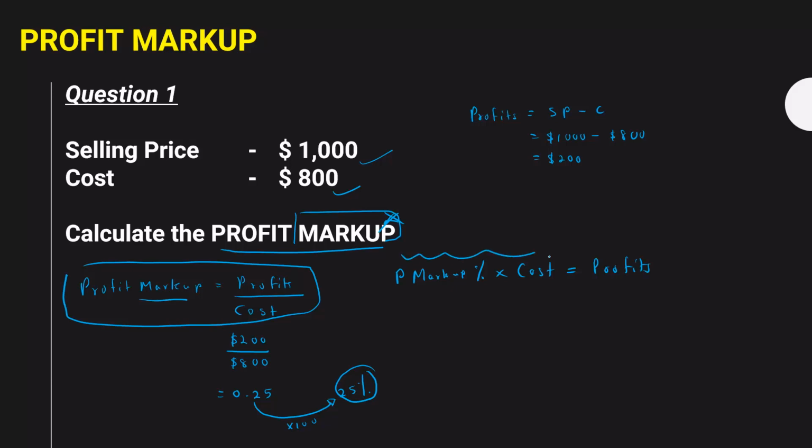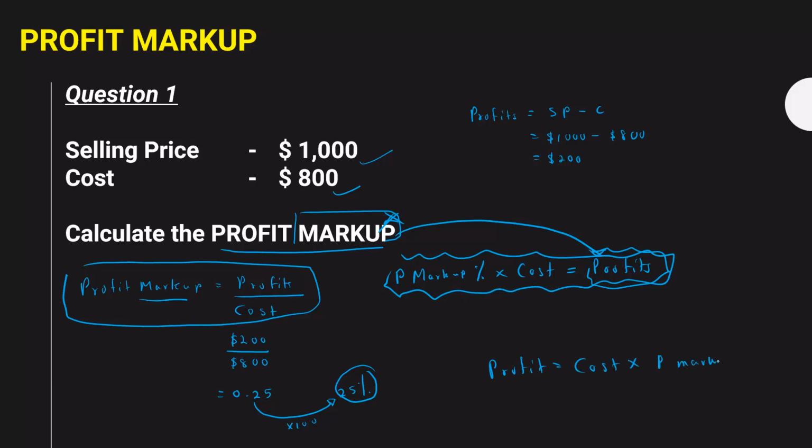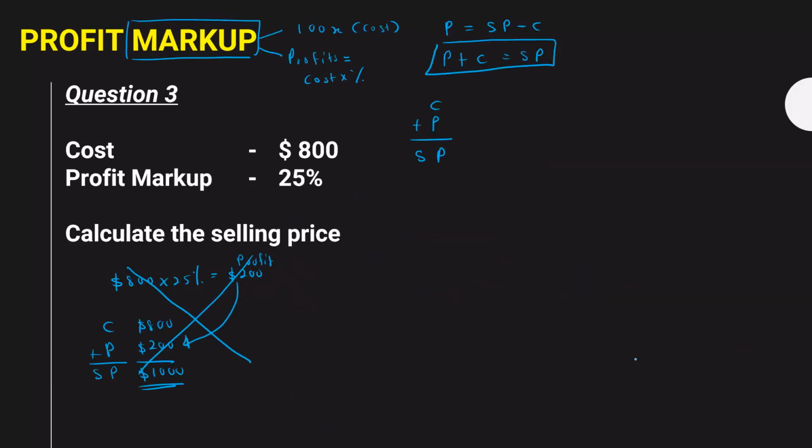So what you have to understand is how to calculate your profits under the markup method. Again, I am repeating this for you to understand it better. Under the markup method, profit markup percentage into the cost, the cost into the profit markup percentage. So profits equal cost into profit markup percentage under the markup method. Don't forget, this is a very important thing.